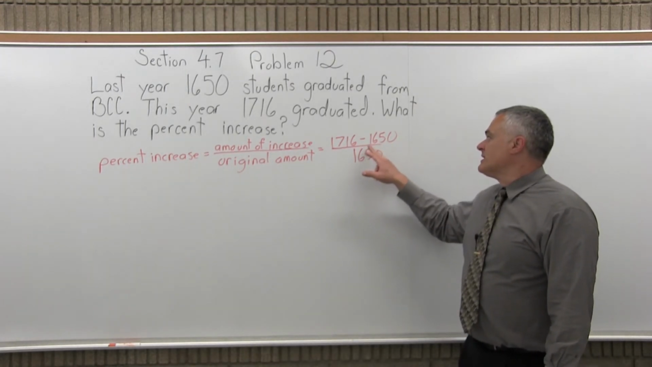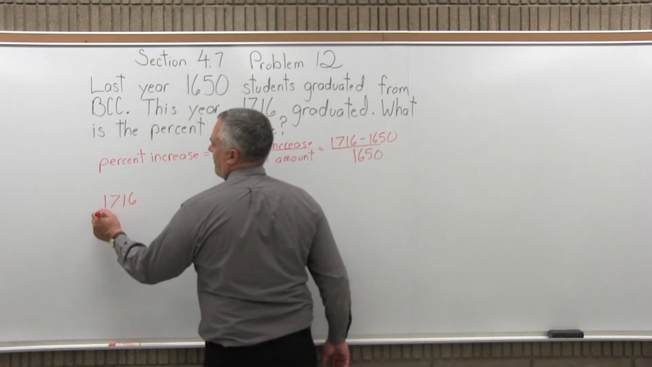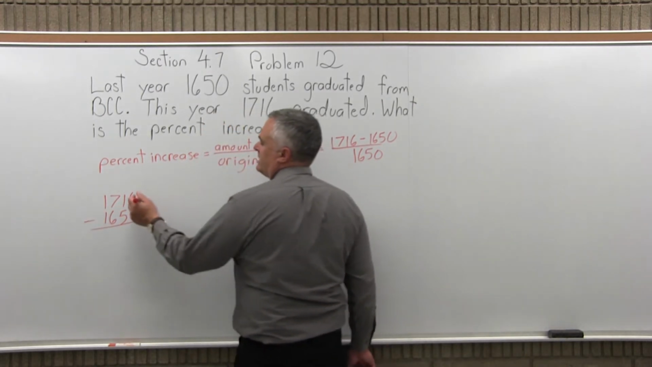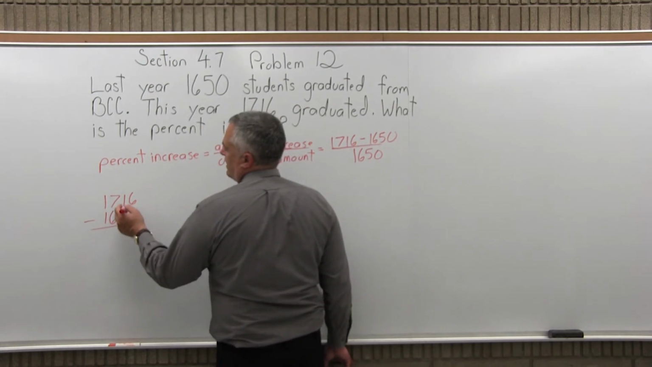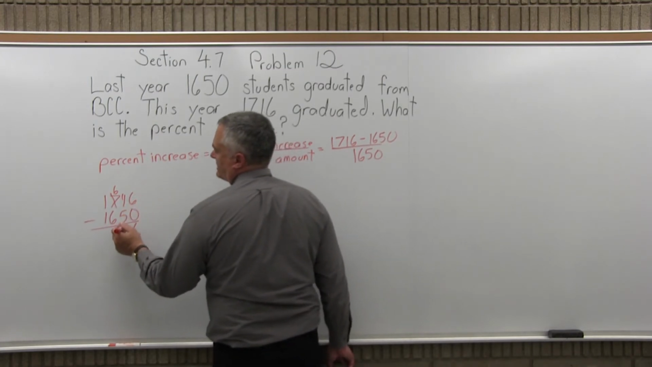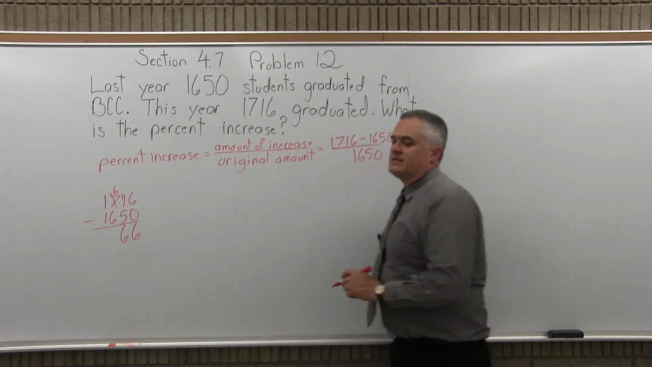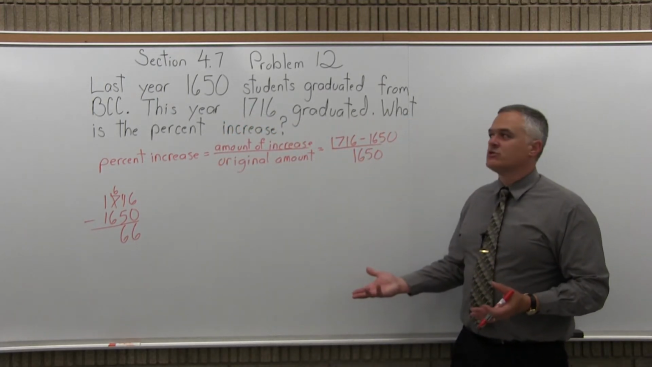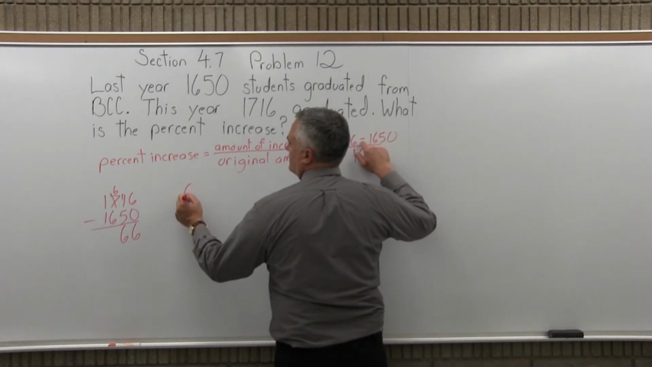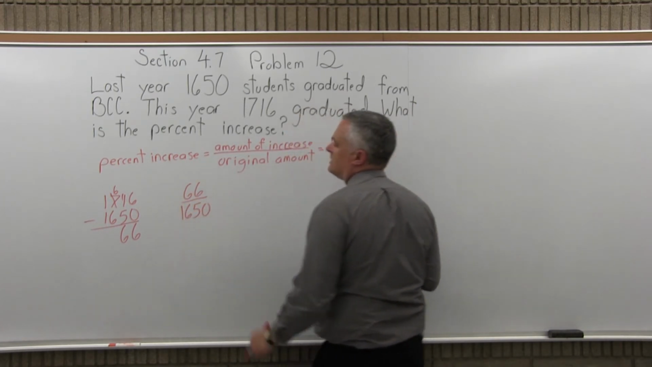So for the numerator, 1716 minus 1650, let's write it out like that. 6 minus 0 is 6. 1 minus 5 is not going to work, so I have to borrow from the 7, make it a 6, make the 1 an 11. 11 minus 5 is 6. Then I have 6 minus 6 is 0, 1 minus 1 is 0. It's 66. The amount of the increase is 66. 66 more students graduated from one year to the next. So my amount of increase is 66 over the original amount, 1650.